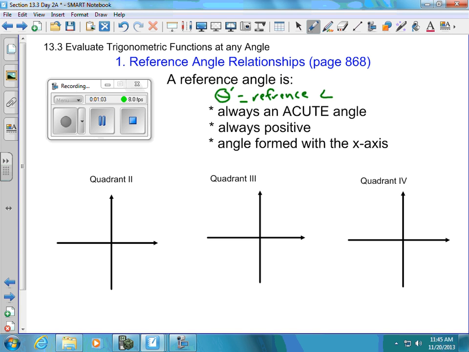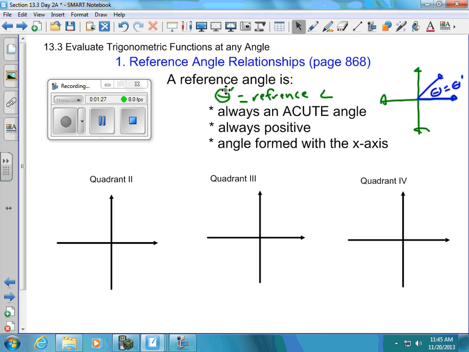Okay, so in quadrant 1, there is no reference angle. The angle is its own reference angle. So in quadrant 1, theta equals theta prime. It's its own reference angle. Every other quadrant, that's not the case.